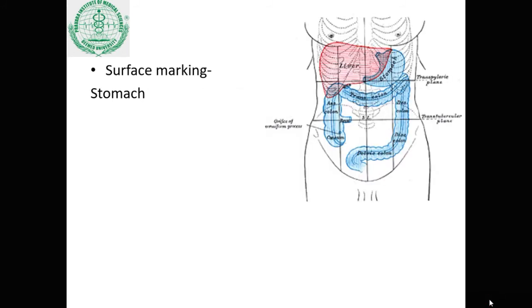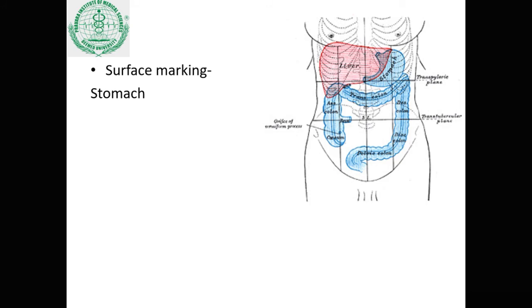Now moving on to the surface marking of the stomach. The stomach has the cardiac orifice, the fundus, greater curvature, lesser curvature and the pyloric orifice. Now draw a median line. This is the median plane. Around 2.5 centimeters to the left of the median plane, onto the 7th costal cartilage, is the point where the cardiac orifice is lying.